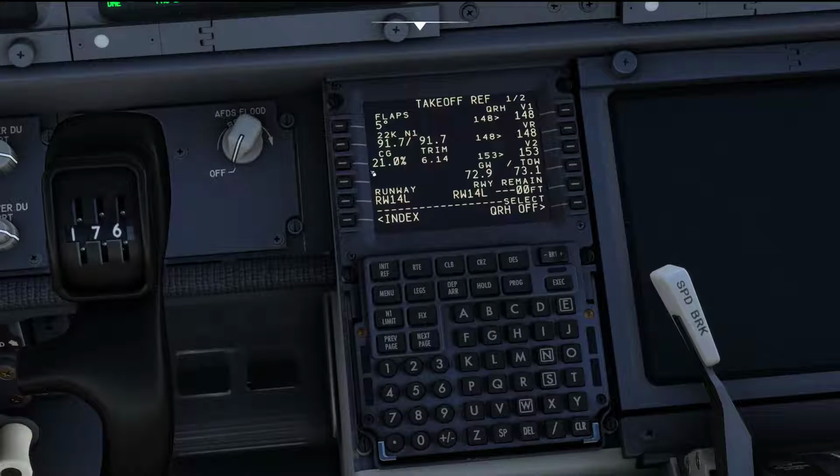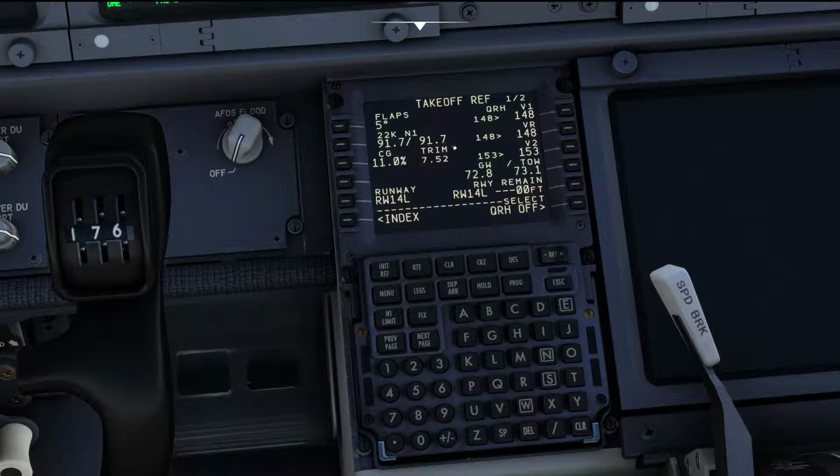Do note as well that in case you're entering it manually, you will have to make sure that you are actually entering the correct numbers. This is something that we will see in a practical example later on, but for example here we have a CG of 21%, but what if we accidentally entered 11%?